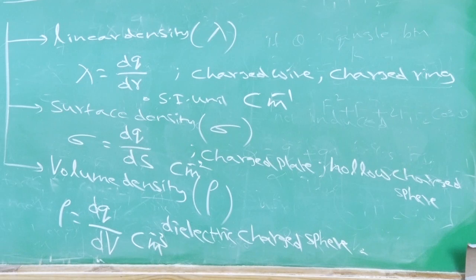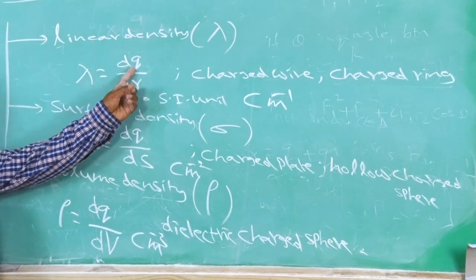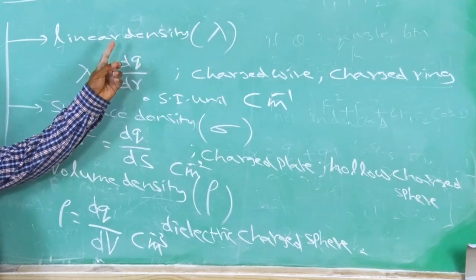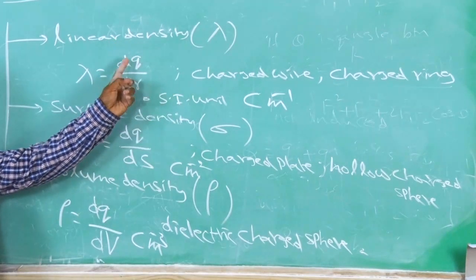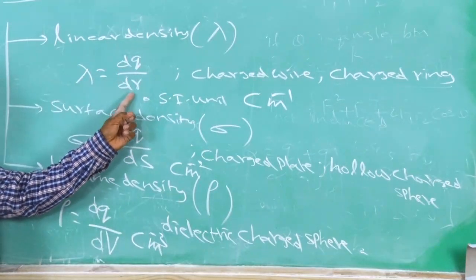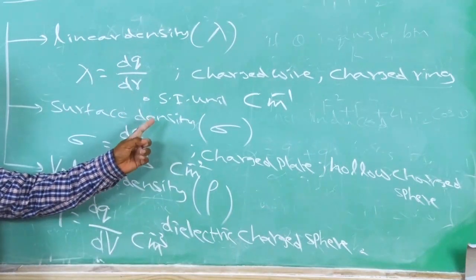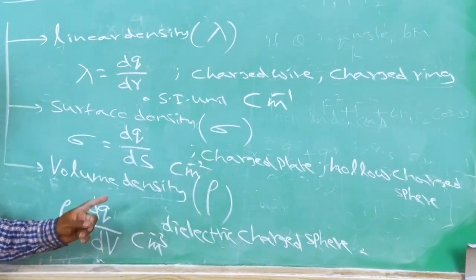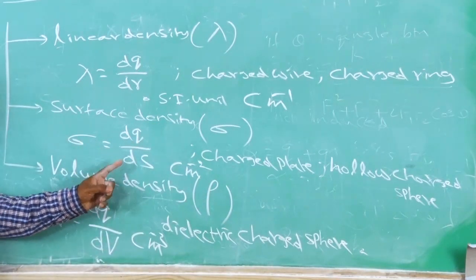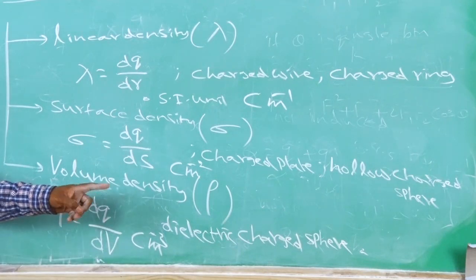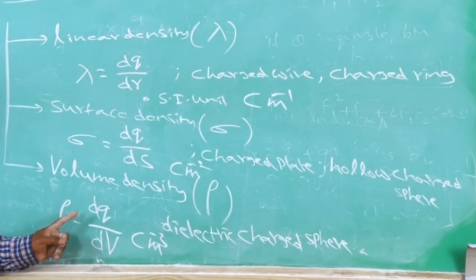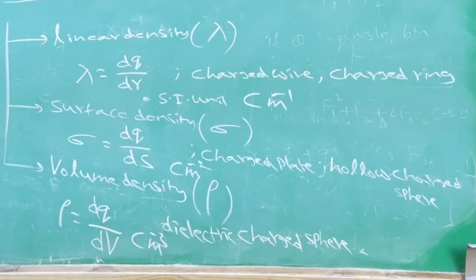So now we can know about the charge density just by seeing the object. Wherever the charge is replaced by density: for a charged wire, Q may be replaced by lambda into length. For a charged plate, Q may be replaced by sigma into area. For a dielectric charged sphere, it is rho into volume. Like that we should remember.